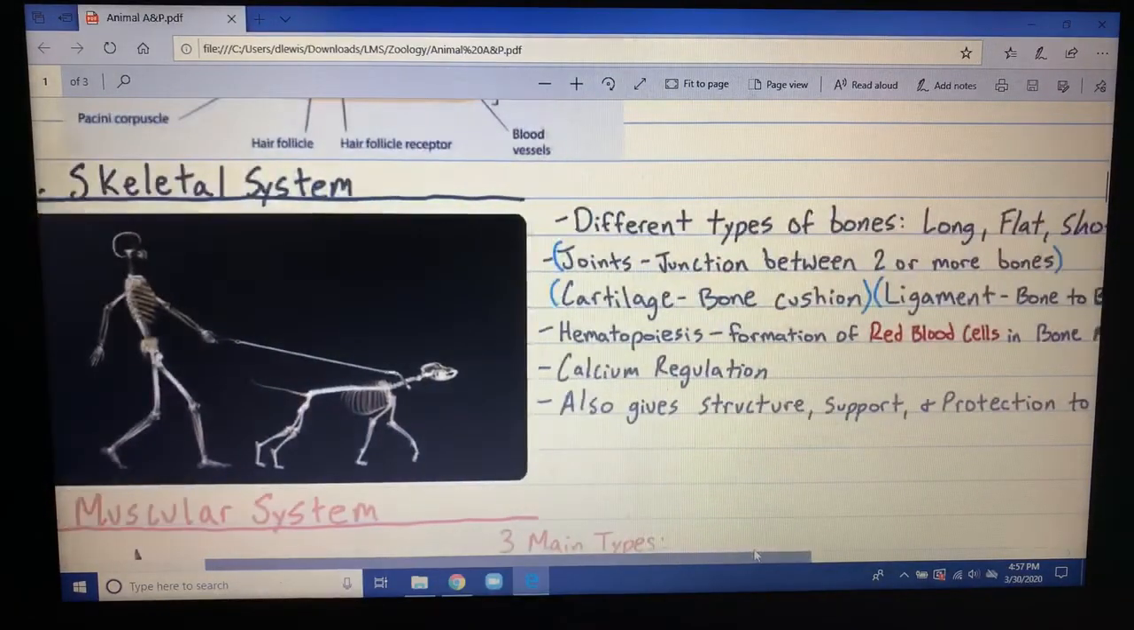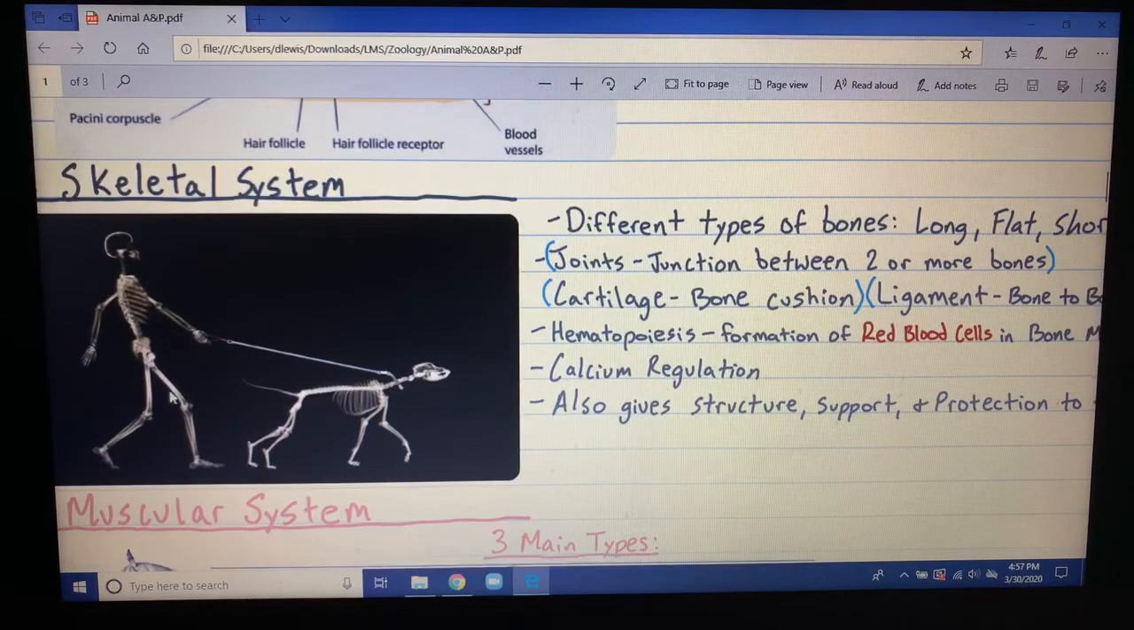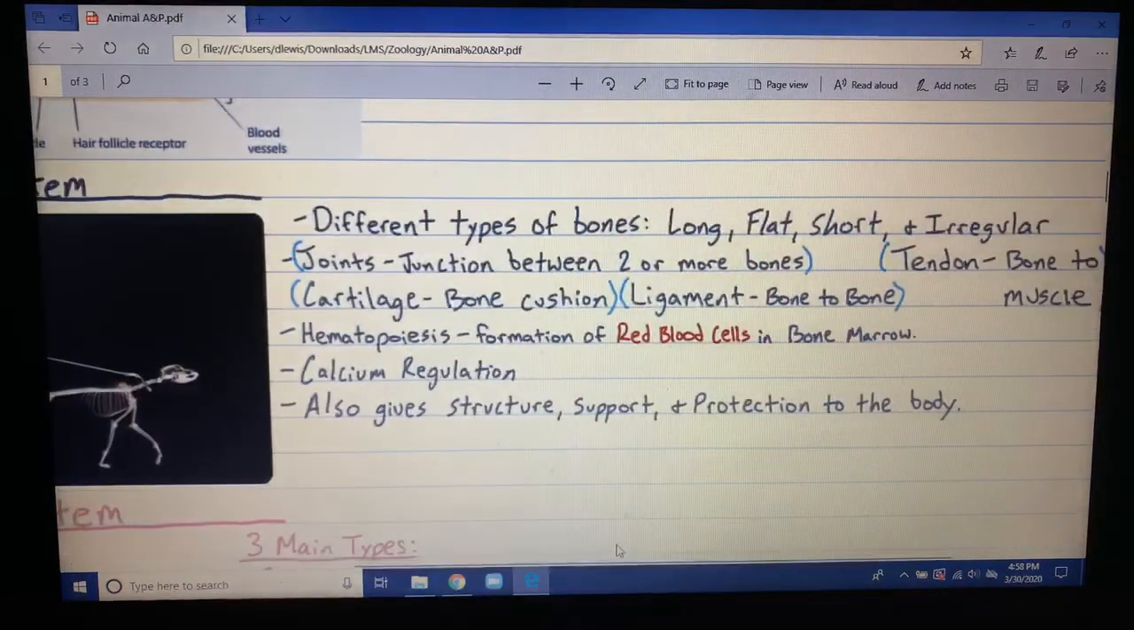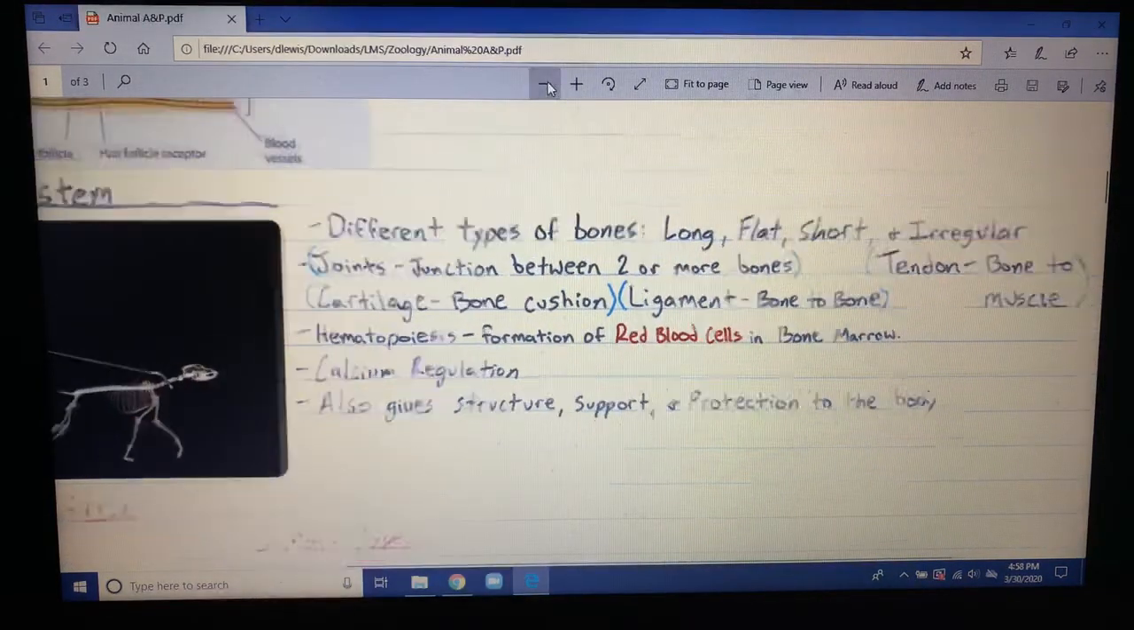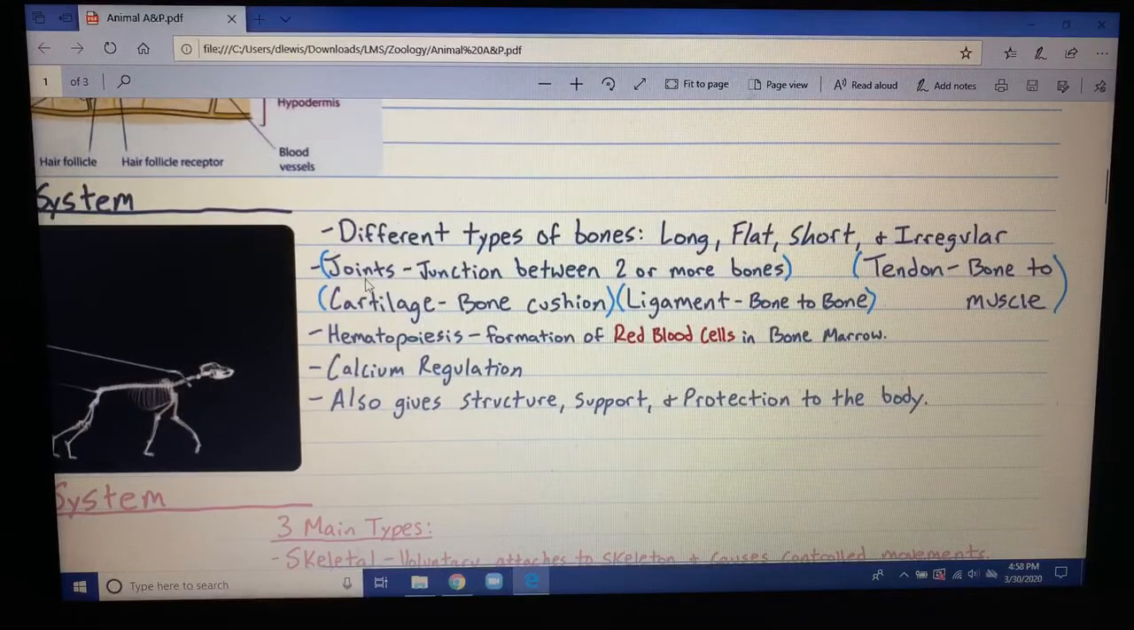All right, the skeletal system is made up of many different types of bones, as you can see. There's long bones, flat bones, short bones, and irregular bones. Those are the different types of bones. Not going to make you memorize all of the different ones for this chapter.